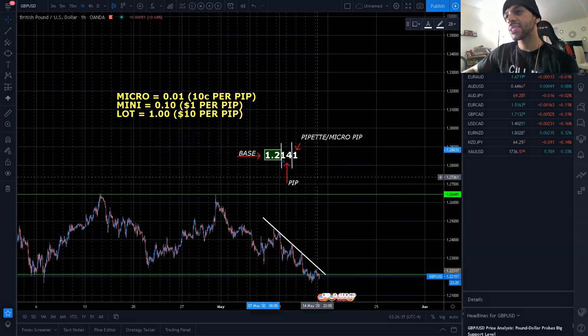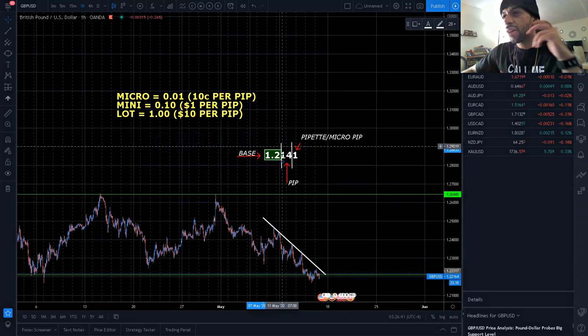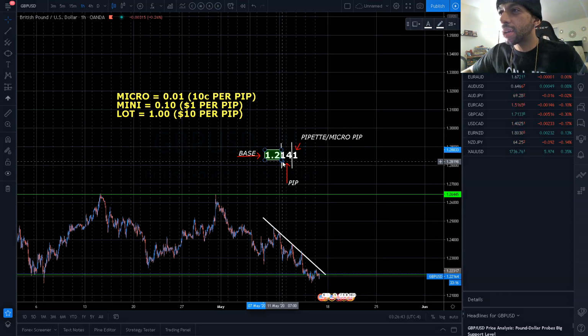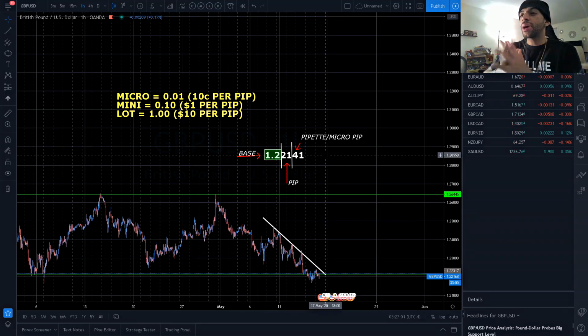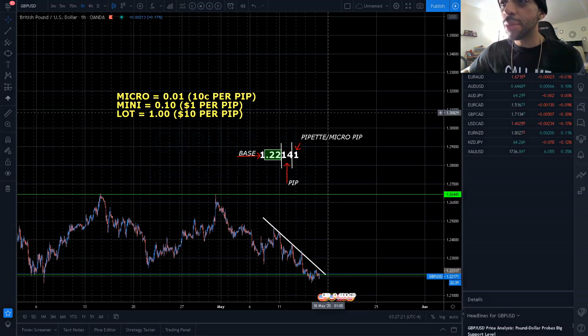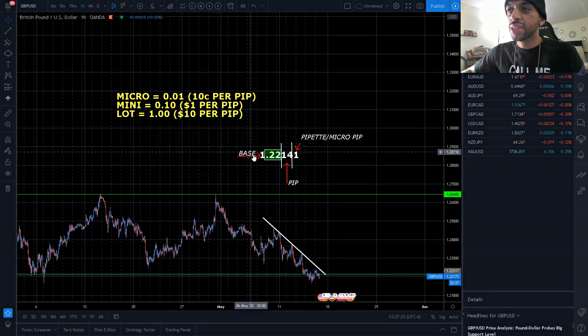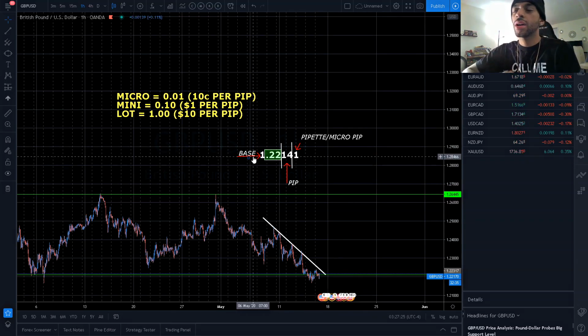What I want you guys to understand is a few things. Number 1, I had to fix that. But anyway, number 1 is the base of the currency. The base of the currency is pretty much the first currency in the pair.